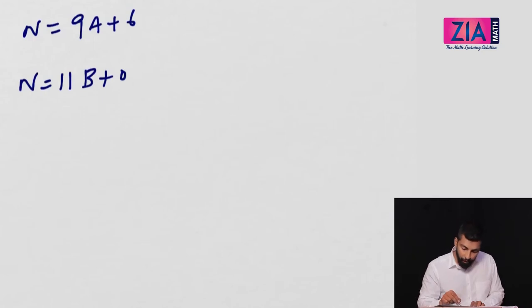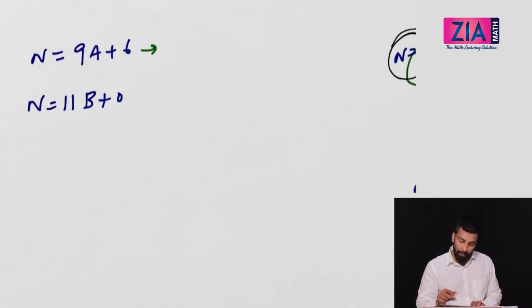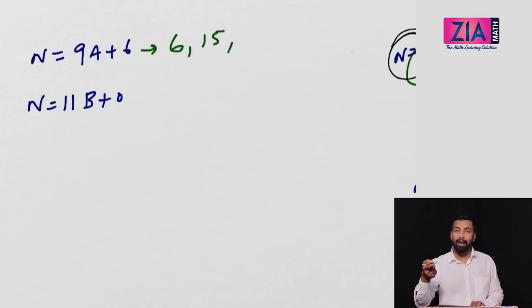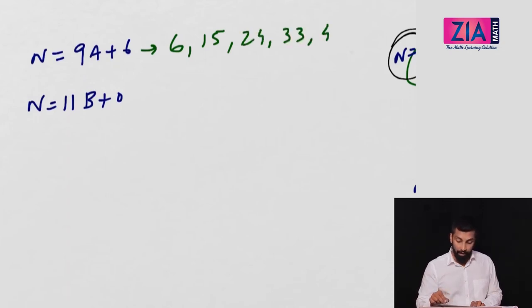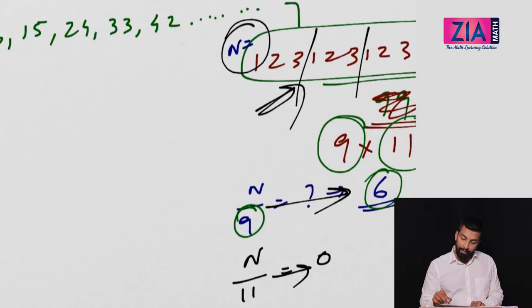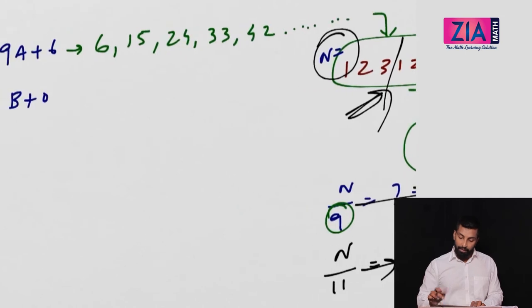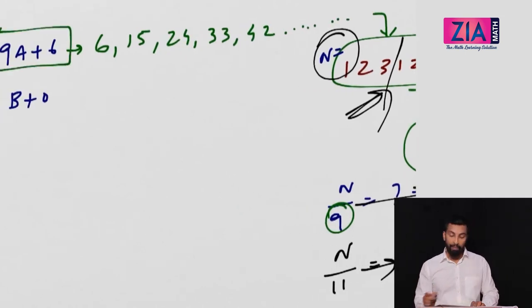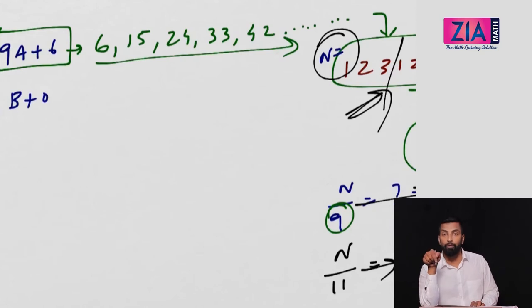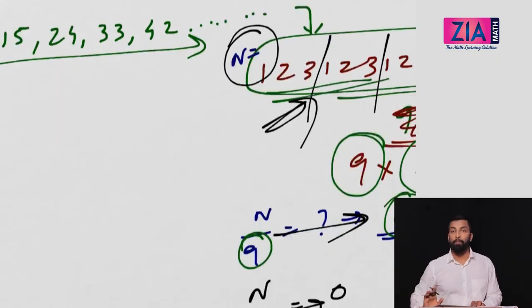Why? Because if you write the possible numbers here, what is the first possible number? 6. Then you add 9, you get the next number, 15. Add 9, then you get 24, then 33, then 42. It will go on, and finally somewhere you get this bigger number. This number is a part of this series, which is actually an AP with a common difference of 9, because the divisor is 9. You will definitely get this term at one point of time.